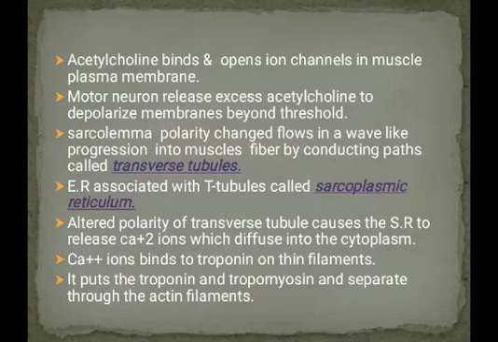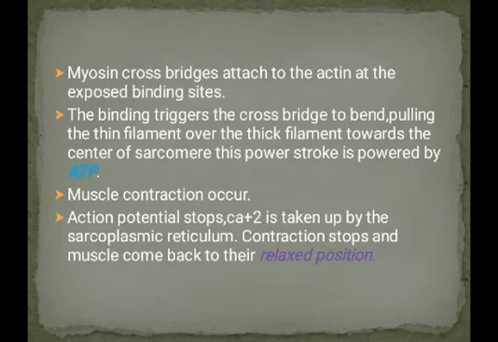the cytoplasm. Calcium ion binds to the troponin on the thin filament and pulls it away, and then the tropomyosin separates from the actin filament also. Now the binding site on the actin filament becomes naked. So the myosin head attaches to the actin at the exposed binding site. This binding triggers the cross bridge to bend, pulling the thin filament over the thick filament towards the center of the sarcomere, and it is powered by ATP. Muscle contraction occurs. So what will happen when the action potential stops? When the action potential stops, calcium ion is taken up by the sarcoplasmic reticulum, contraction stops, and the muscles come back to their relaxed position.